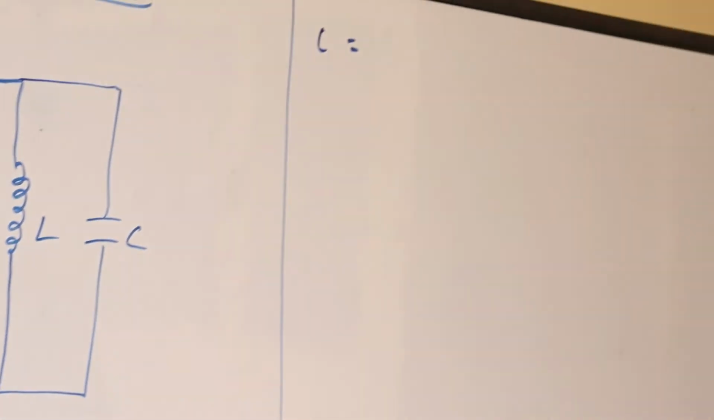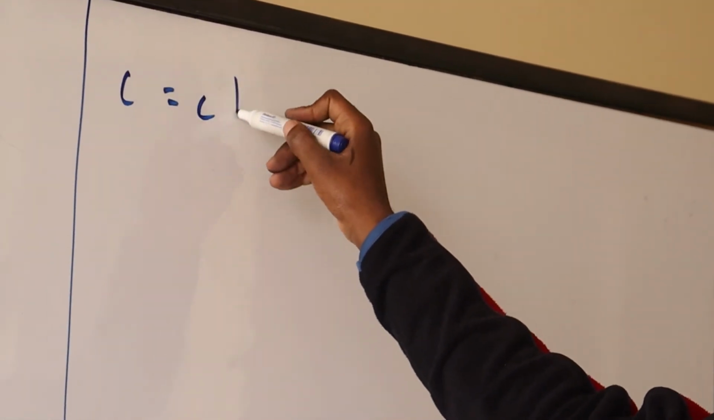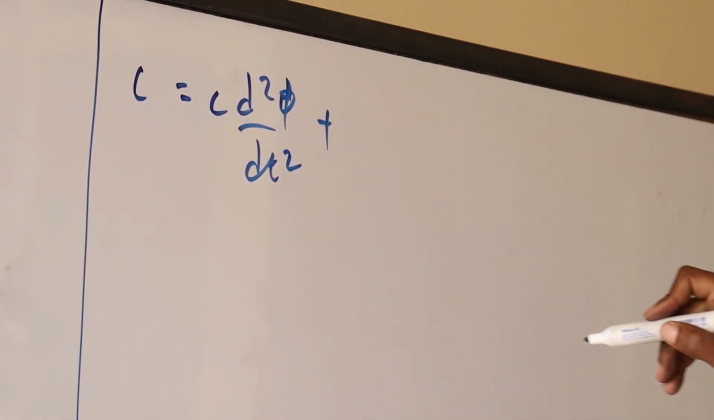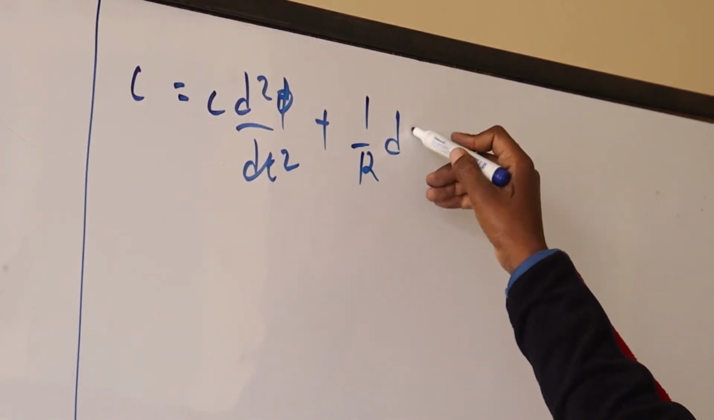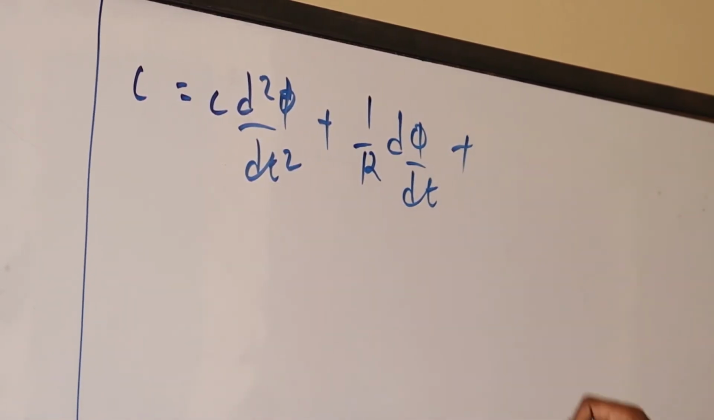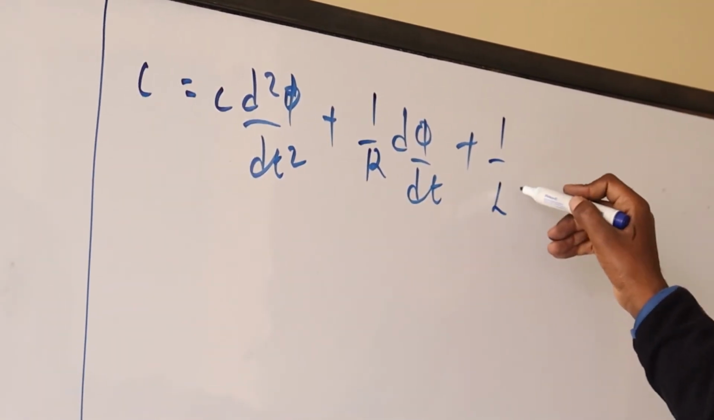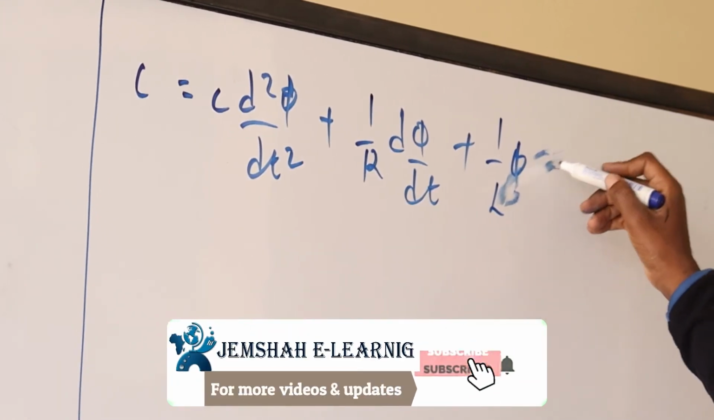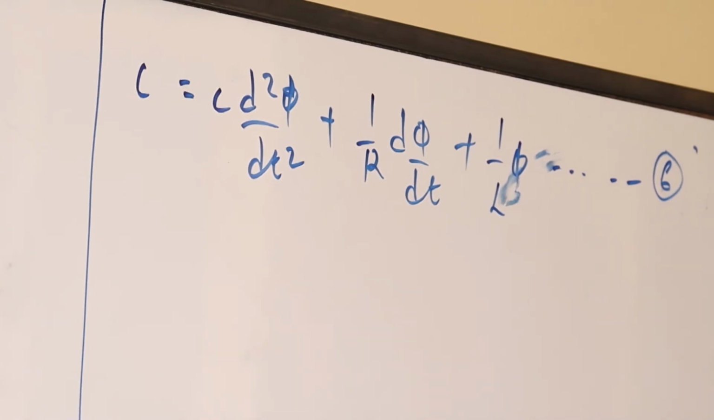So in that case, I will now be given by C d squared phi all over dt squared plus 1 over R d phi all over dt plus 1 over L phi, and we can call this one equation 6. And now we are going to compare.